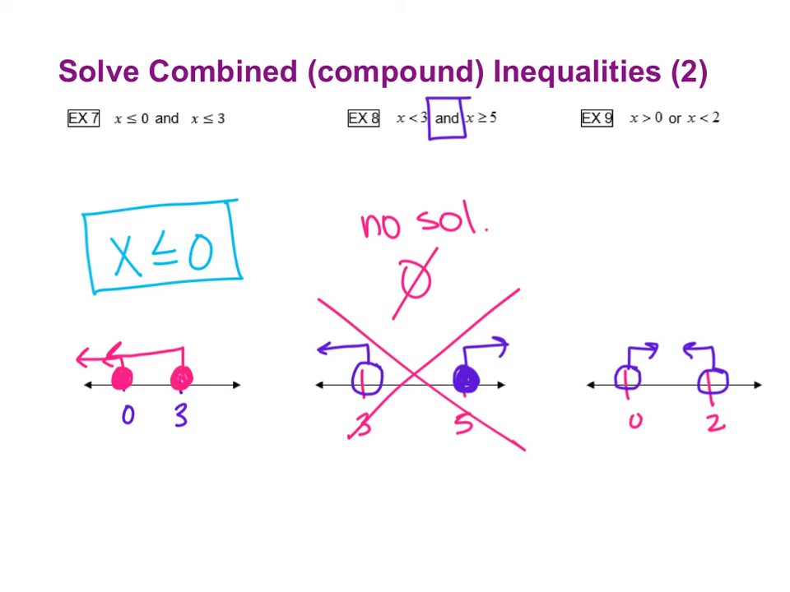So what we notice is that this is shading greater than all the way to the right. This is shading less than all the way to the left. And it could be one or the other. It doesn't have to be both. So that means that every single solution on the number line is going to be shaded. So this is an all solution, or all real numbers.